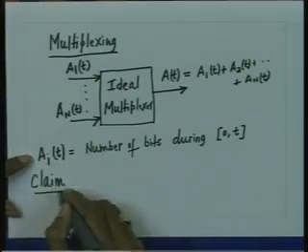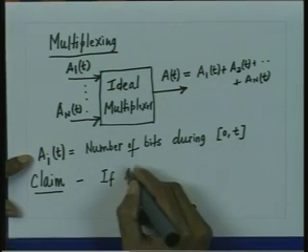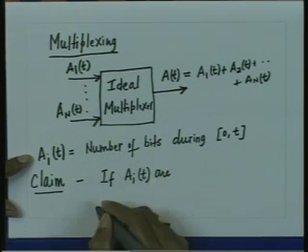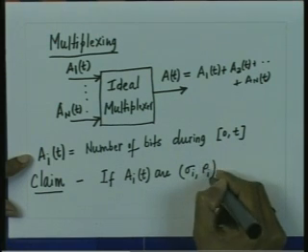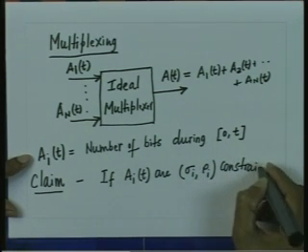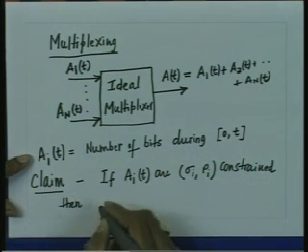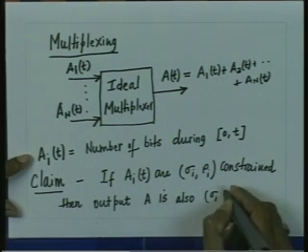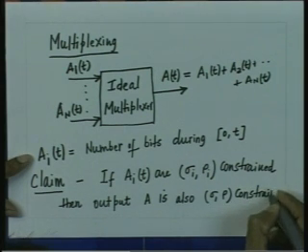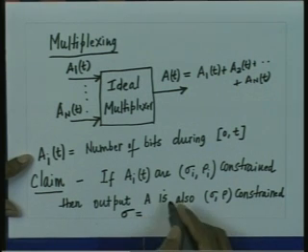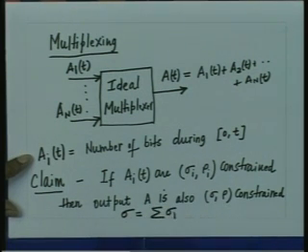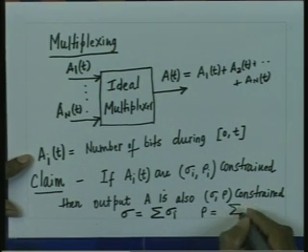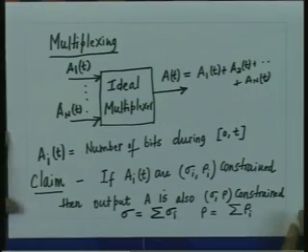Our claim is that if all these Ai(t) are rho sigma constrained, that is (sigma i, rho i) constrained, then the output A is also (sigma, rho) constrained, where sigma is the summation of all sigma i's, and rho is the summation of all rho i's. So we will try to prove this.